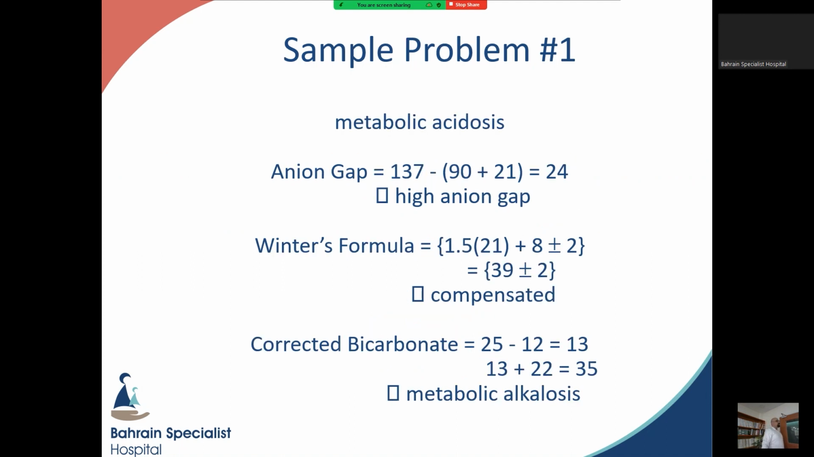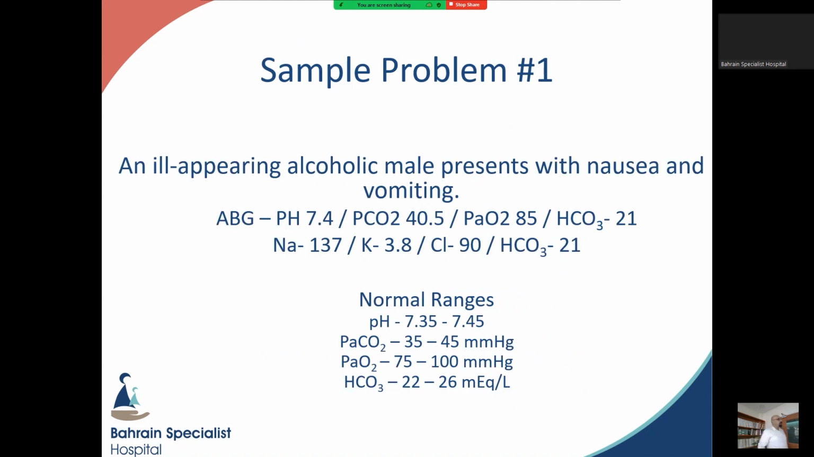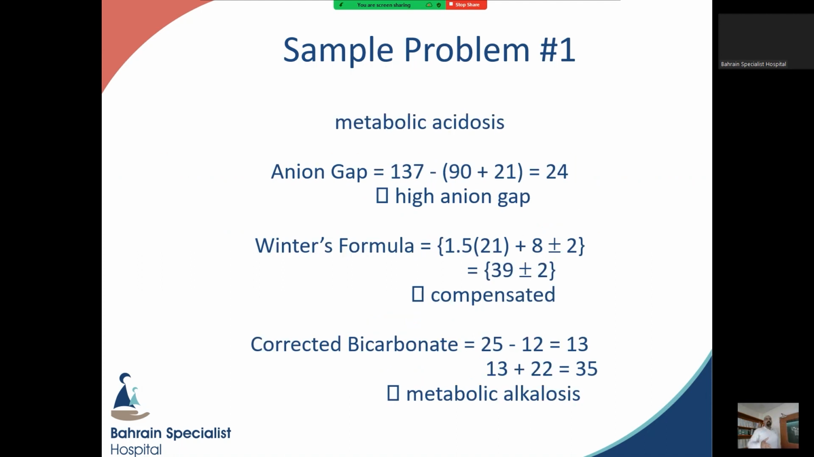So it's a metabolic acidosis. I will directly measure the anion gap when I have a metabolic acidosis. Am I dealing with a high anion gap or a normal anion gap? How are we measuring the anion gap? Na plus chloride plus HCO3: 137 minus 90 plus 21, it's 24. So this is a high anion gap.